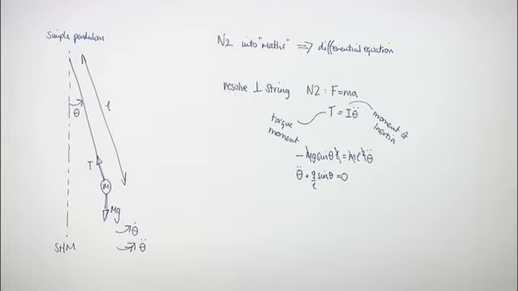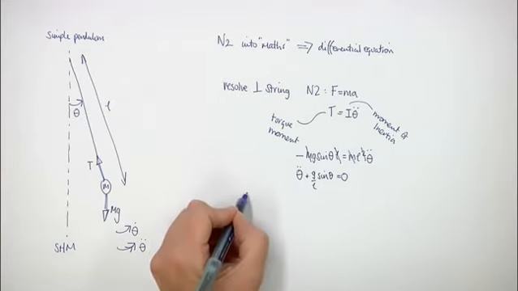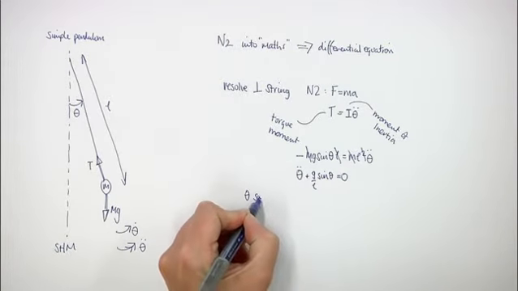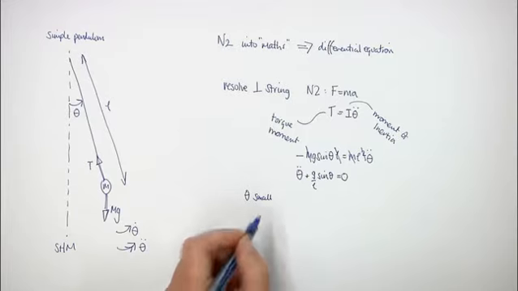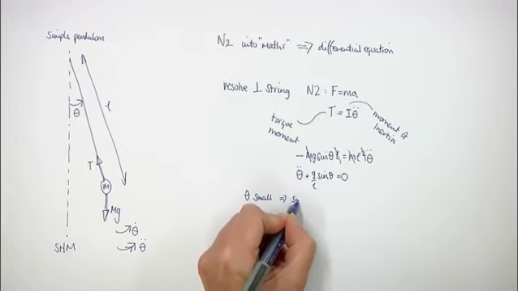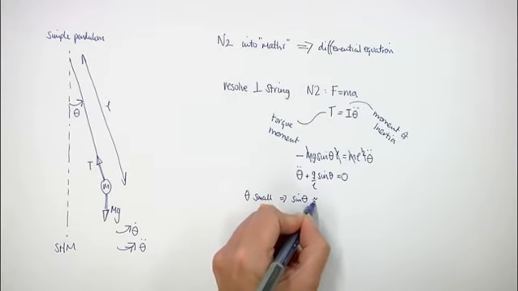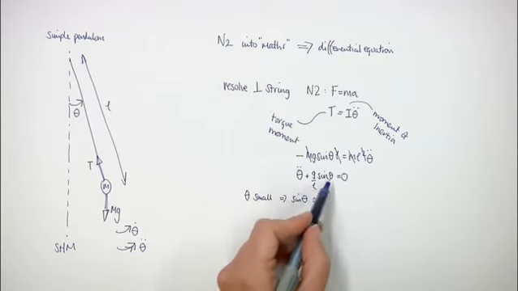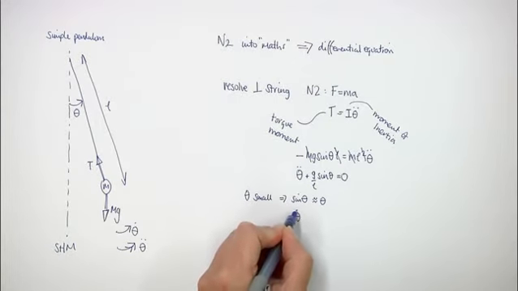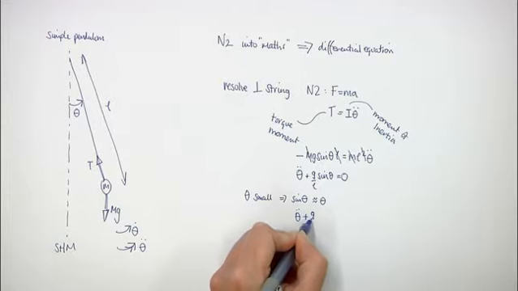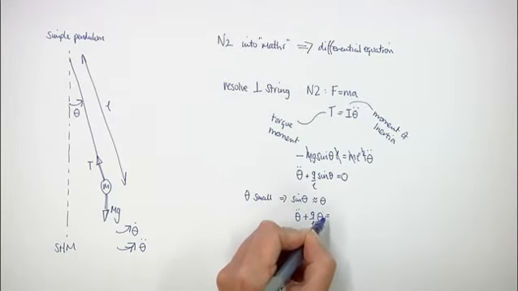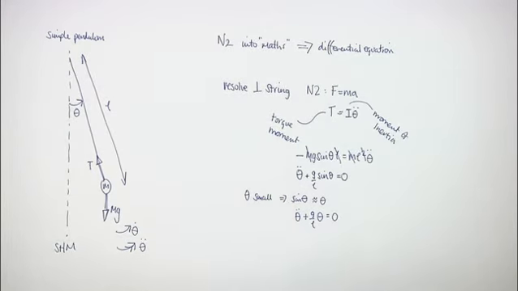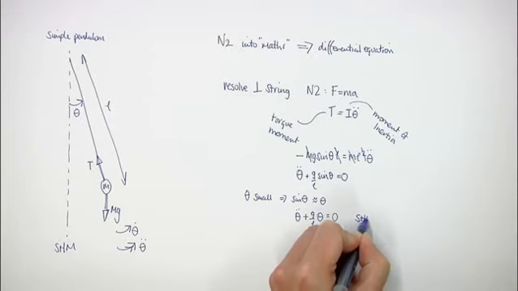And for a simple pendulum, we assume that the angle gone through is small, so theta is small. And that implies that sine theta is approximately equal to theta. So we make that substitution here. So theta double dot plus g over L theta is equal to 0. And we have our differential equation, our second order linear differential equation for simple harmonic motion.